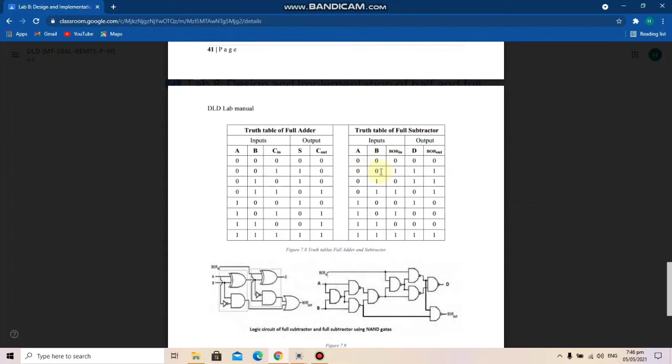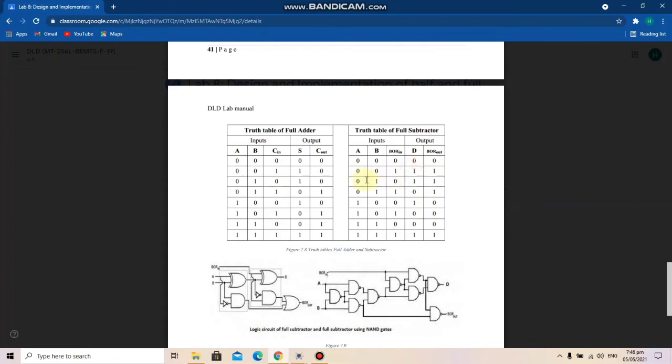Now in the second row, again A minus B will give us 0, and then we will do 0 minus 1 of the borrow in, so we cannot do 0 minus 1, so we will have to borrow it from the next term, so our borrow out will become 1, and this 1 will come with the resultant of A minus B, which was 0, so it will become 1 0, which is equivalent to 2, and 2 minus 1 will result in 1, so our difference will be 1. Again in the third row we can also see the same thing.